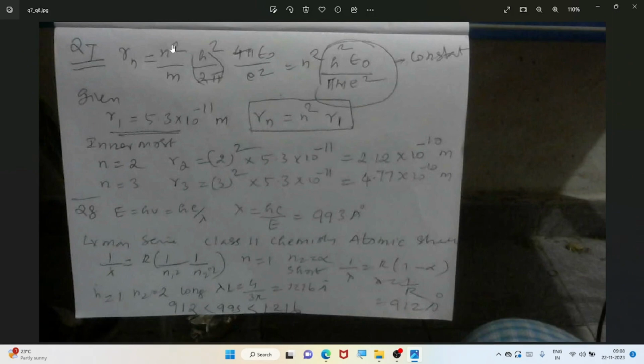So this is the formula, in this only n is the variable. Okay, so we take out n, the remaining is a constant. So Rn equal to n square into r1. So using that you can find the radius of the other orbits. Okay, this is the radius of the first. From that you substitute, the only variable is this.